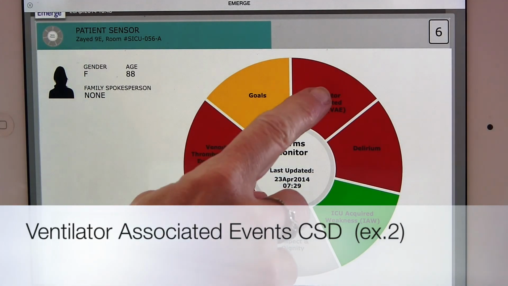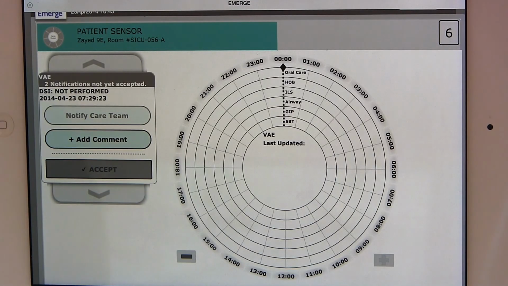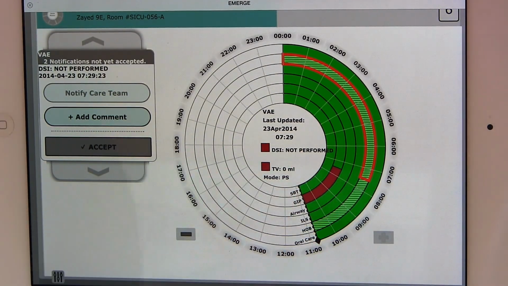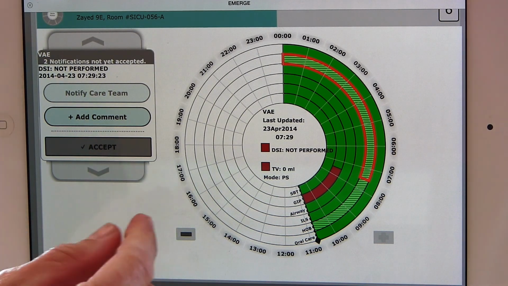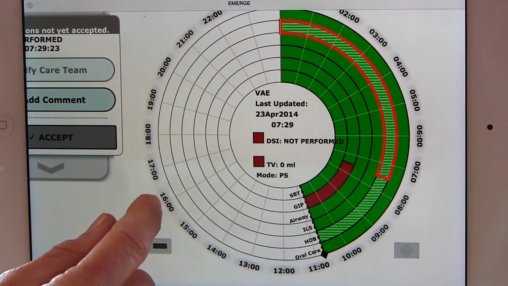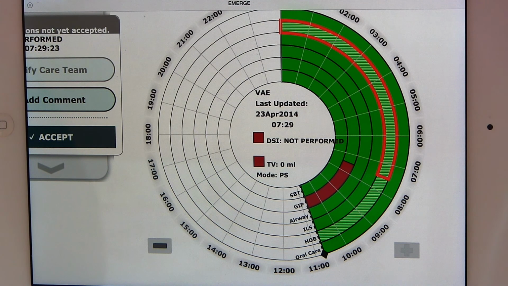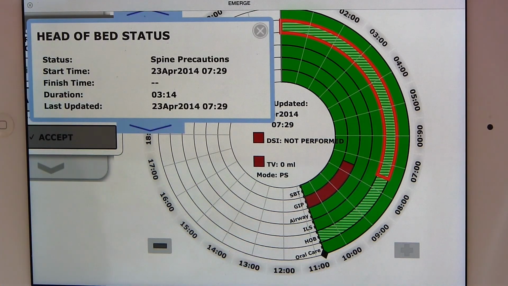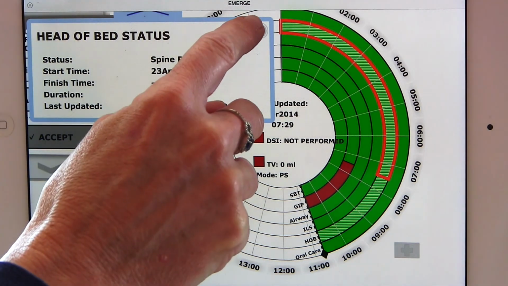The next goal that we'll take a look at is their ventilator-associated events. Looking at this, we can see that there is some missing information for the head of the bed, hence the orange outline around that particular ring. However, that's also cross-hatched, meaning that head of the bed is contraindicated for this patient. And if we want to take a look at why, we can see that the patient is on spinal precaution, so it would be contraindicated to have their head of the bed raised.